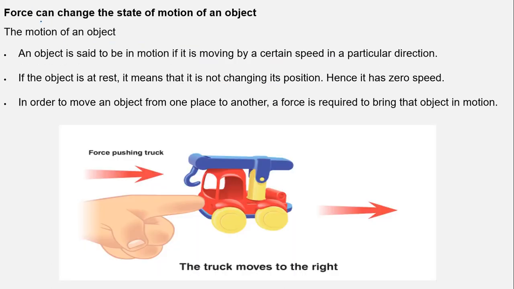Now the effects: force can change the state of motion of an object. Now what do we mean by motion? When an object is moving with a certain speed in a particular direction, we say that the object is in motion. And what is at rest? When an object is not changing position, we say that it has 0 speed.